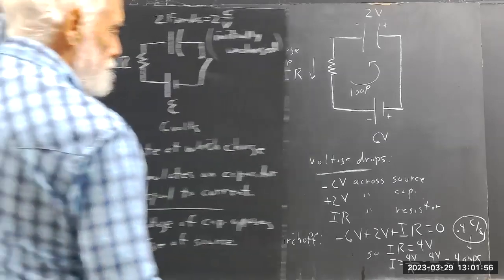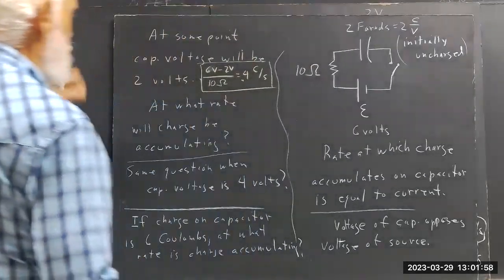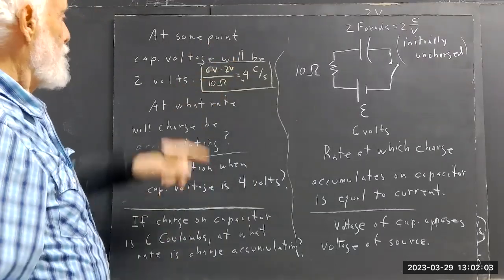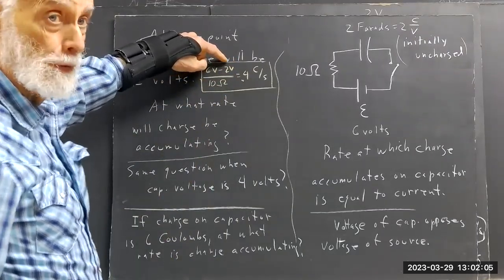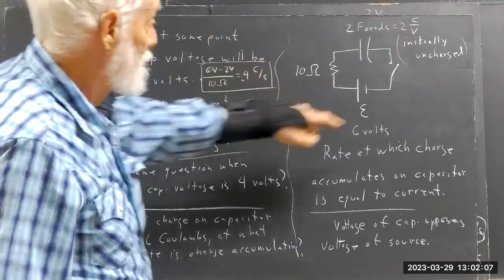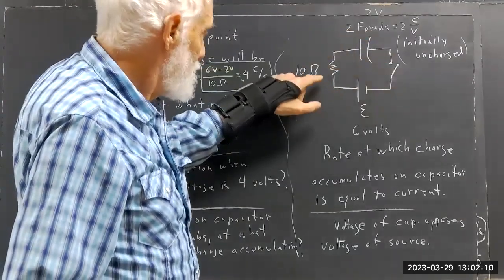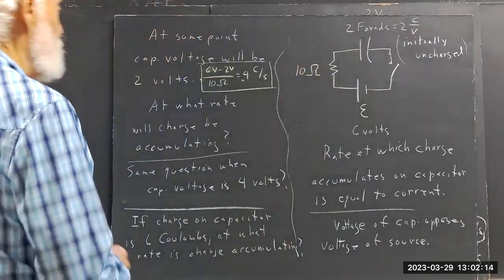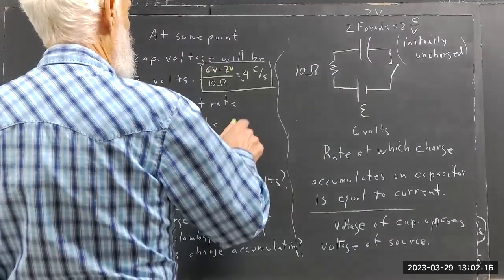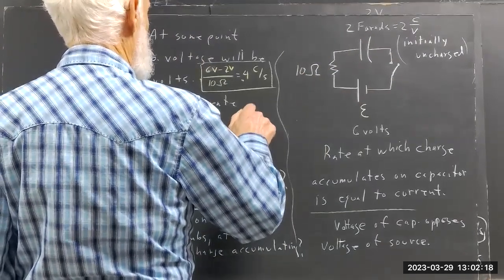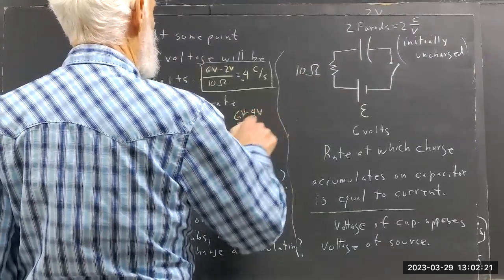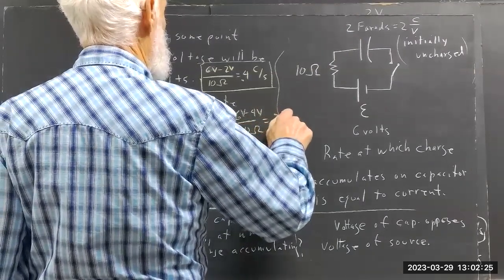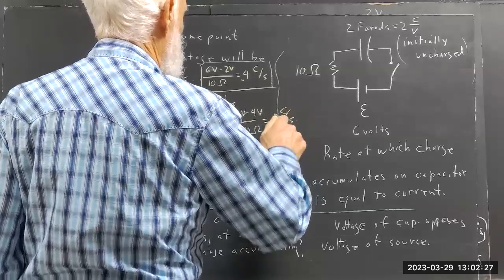Okay, now everybody, notice how I wrote down the answer to the first question. I did 6 volts minus 2 volts for the obvious reason that you've got 2 volts on the capacitor, which gives you 4 volts across the resistor. Same reasoning tells you you're going to have 6 volts minus 4 volts over 10 ohms, which is 0.2 coulombs per second.